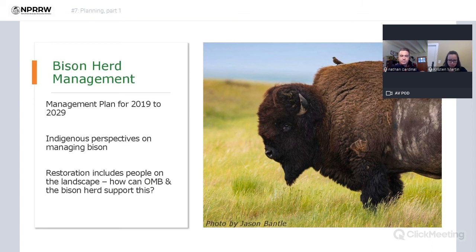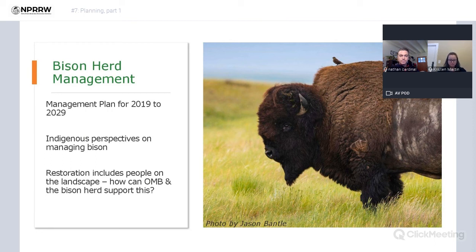And so given that Indigenous peoples and bison lived on the prairies for thousands of years together, and that there really is a sacred relationship between Indigenous communities and bison, it really was essential, we thought, to make sure that our planning for the herd included those Indigenous perspectives on bison and how we should be managing the bison.